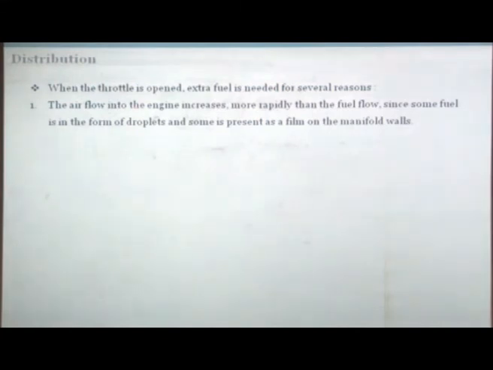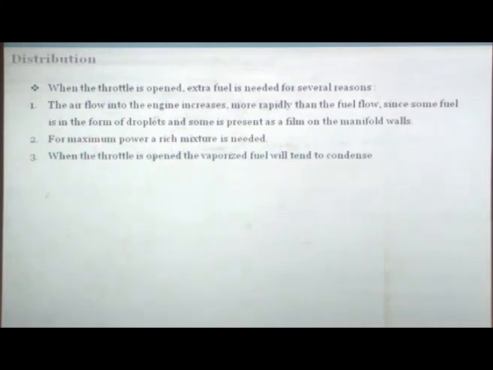So, obviously the engine airflow increases much more rapidly than the fuel flow rate, since some fuel is in the form of droplets and some is present in the form of films. So, that also reaches really slowly compared to the air. So, for maximum power a rich air fuel mixture is needed, and when the throttle is opened, vaporized fuel will tend to condense. When you are opening the throttle, more fuel comes in and there is a possibility that it may recondense.